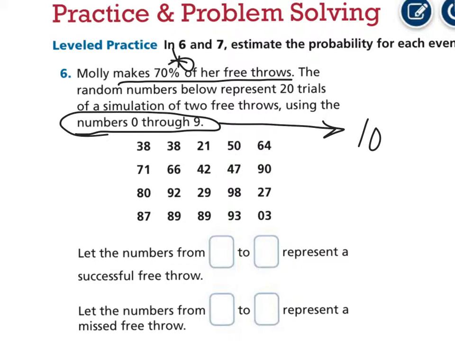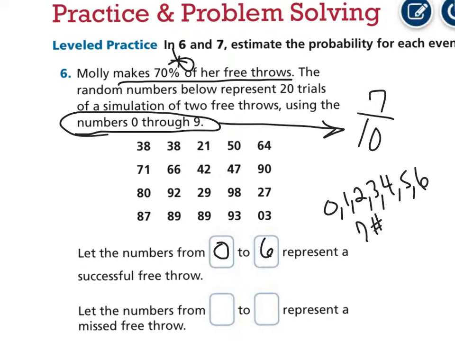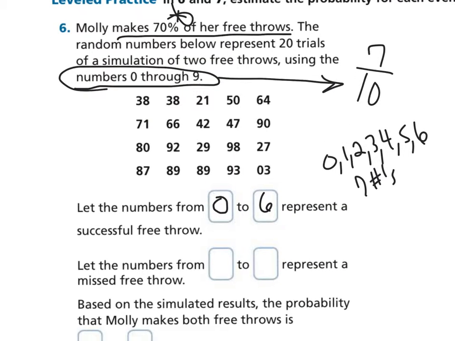So if she's making 70%, we can think about how many out of 10 should represent a made free throw. That would be 7 out of 10. So if you start at the beginning, starting at 0, and count out 7 numbers consecutively, that would end at 6. If you count it out, 0, 1, 2, 3, 4, 5, 6. That gives us 7 numbers. And then the rest of them would be missed free throws. So 7 to 9 would represent missed free throws.